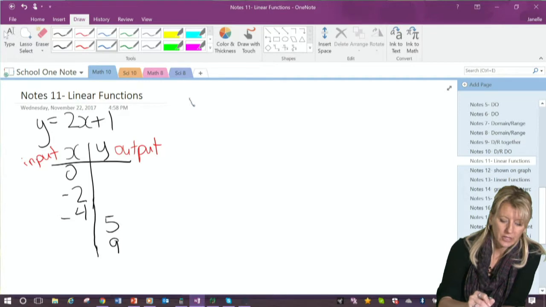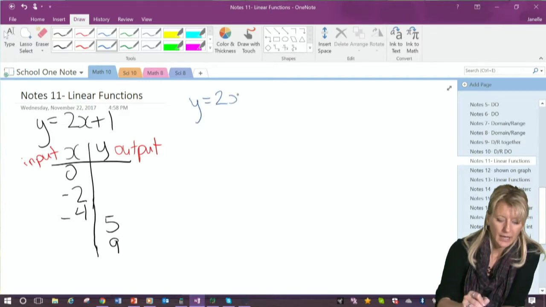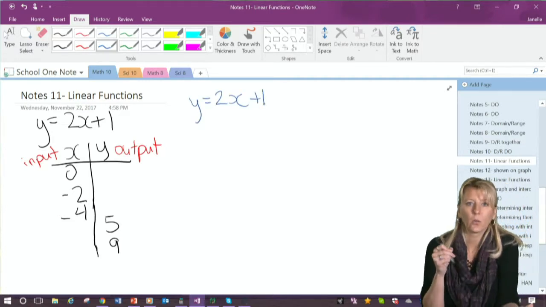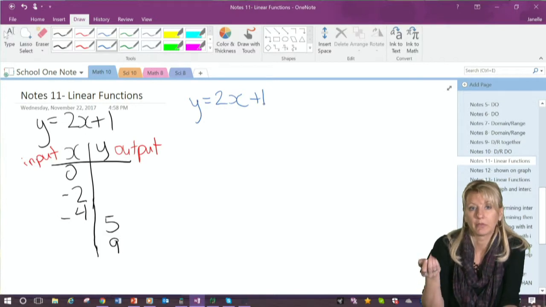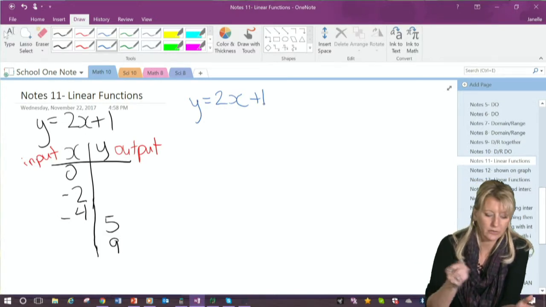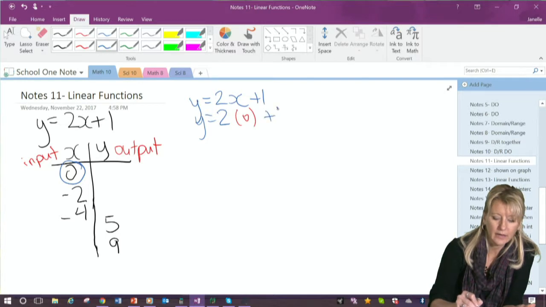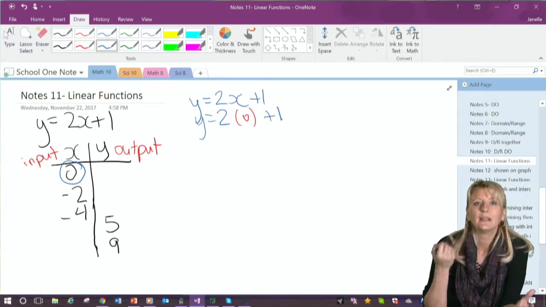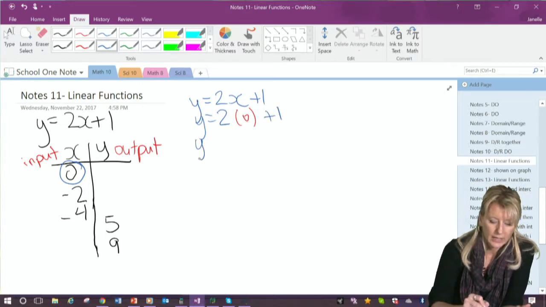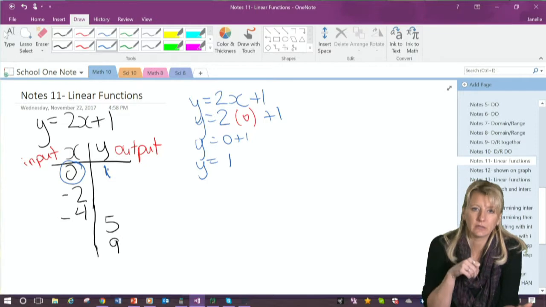So what you do is you take the equation and you substitute in the number where you know what the variable is. So here it tells us x is 0. So what I'm going to do is substitute 0 everywhere I see an x. And in this case, there's only one. Now you do the math. y equals 0 plus 1, y equals 1. Boom, output is 1 if the input is 0.